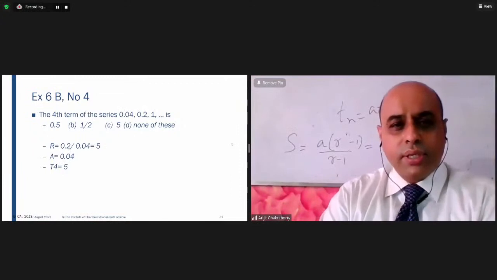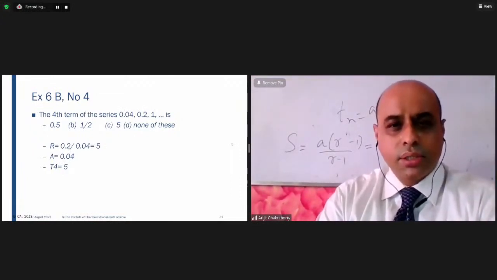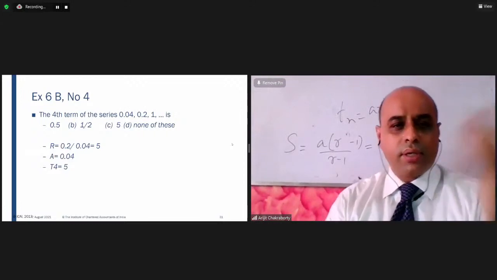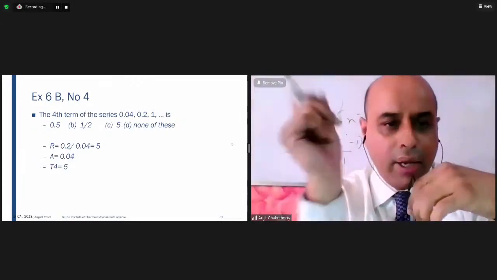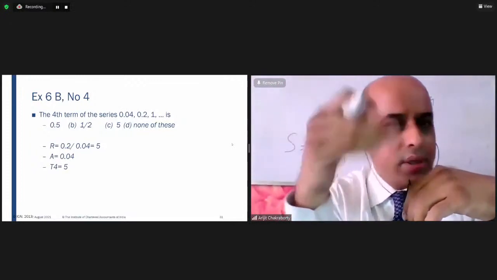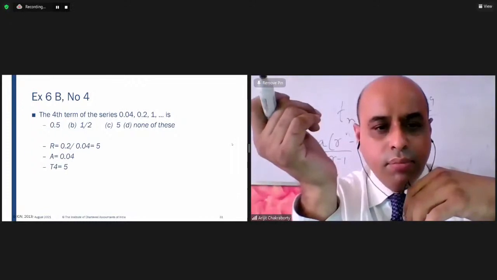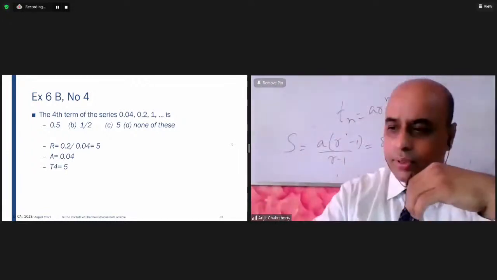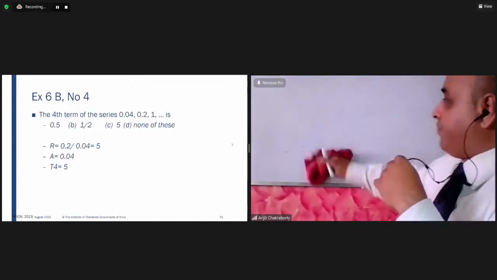The fourth term of the series 0.04, 0.2, and so on, is how much? I think you can see that the common ratio comes to 0.2 divided by 0.04, which is 5. And the first term is given as 0.04. So the fourth term definitely comes to 5. Okay, I'll solve it in case you have not followed.